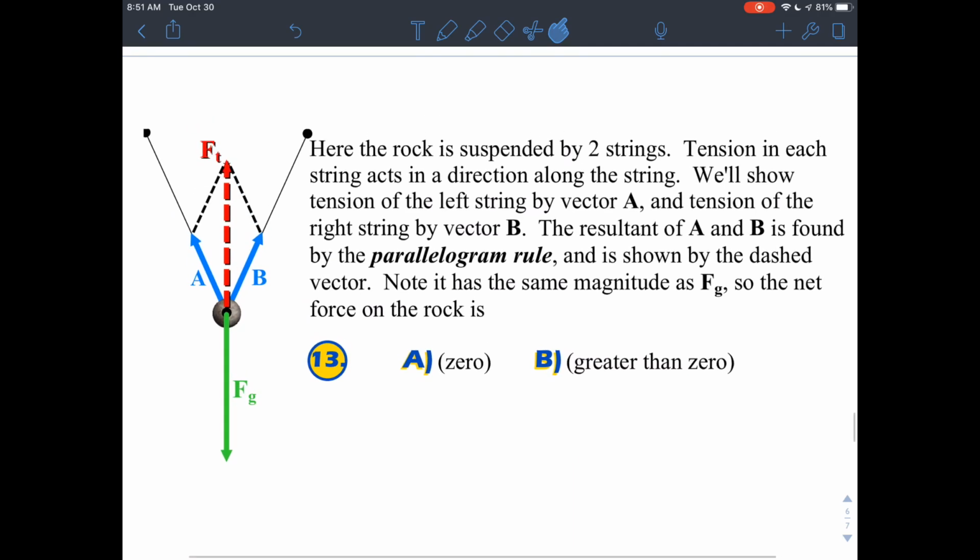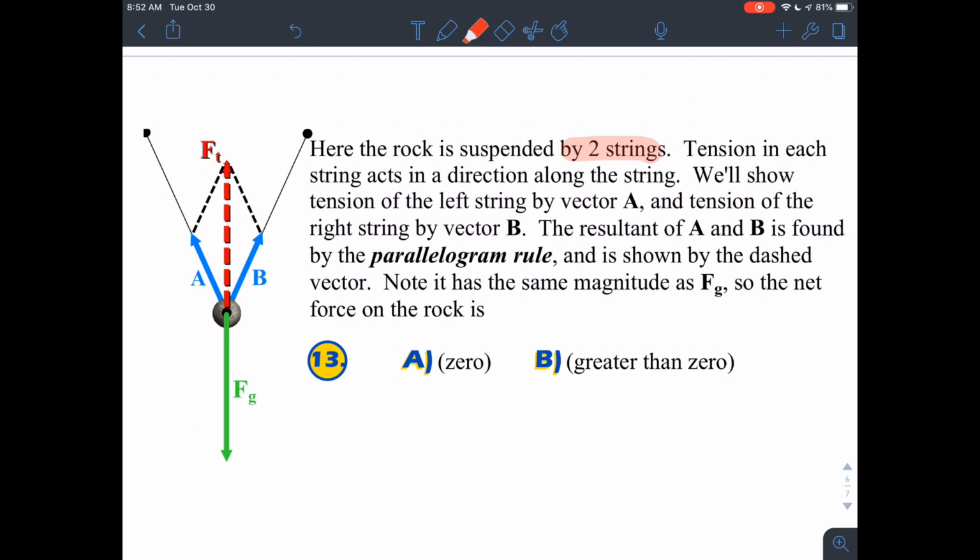So now we've got the same deal going on. The rock is now suspended by two strings. Tension in each string acts in a direction along the string. We'll show tension of the left string by vector A and tension in the right string by vector B. The result of A and B is found by the parallelogram rule and is shown in the dashed vector. Note that it has the same magnitude as Fg.